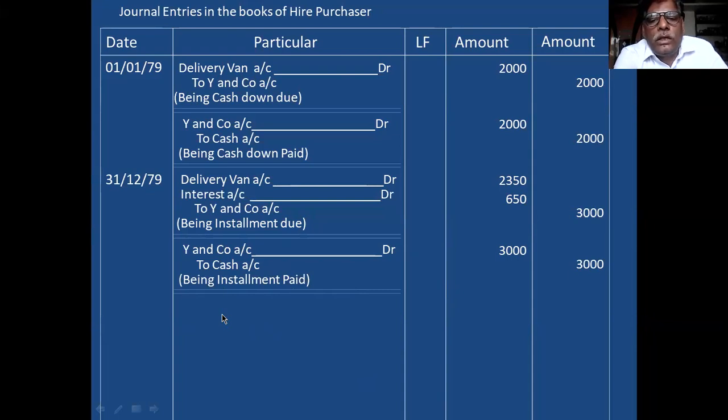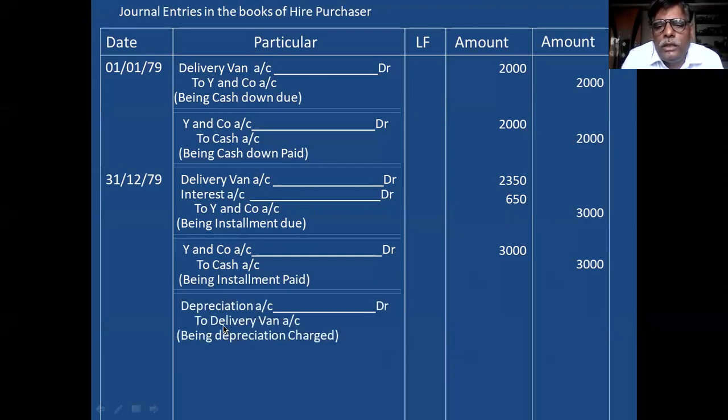Next is depreciation. If you charge depreciation, depreciation is expense, increase is debited. If you depreciate the asset, asset value decreases. So increase in expense debit, decrease in asset credit. Depreciation account debtor to delivery van account, being depreciation charged. 3000 is the first year depreciation. Then this depreciation and interest you transfer to P&L account.